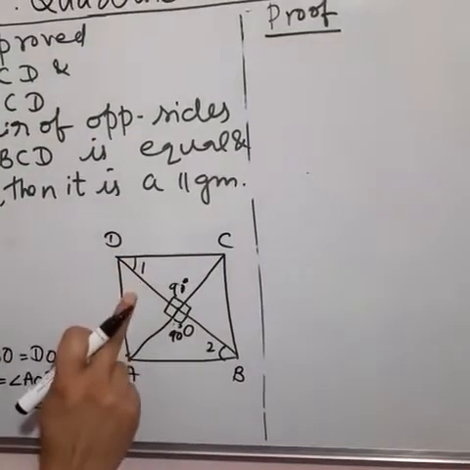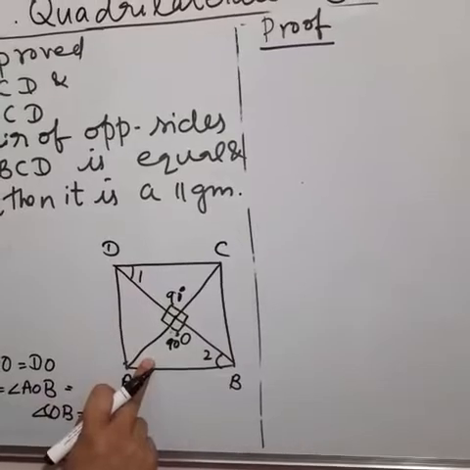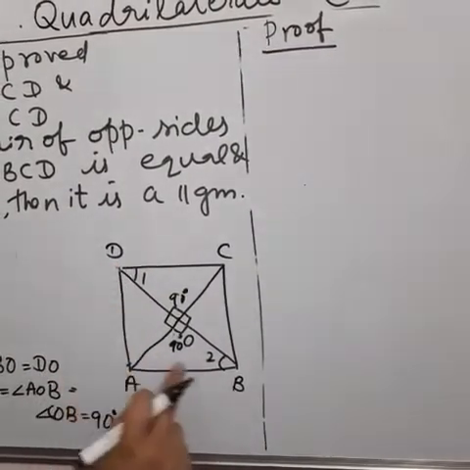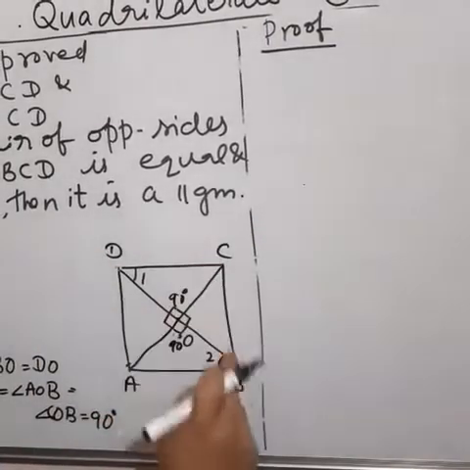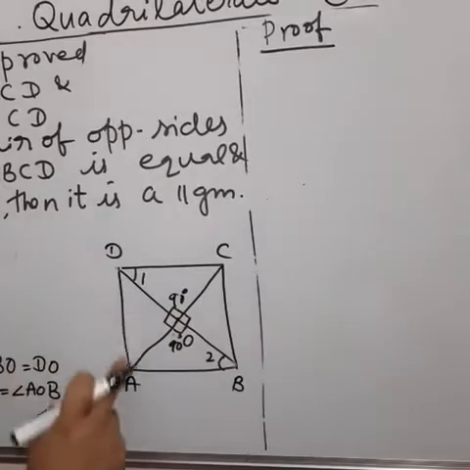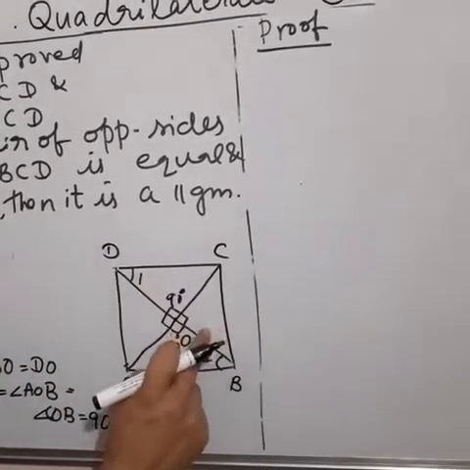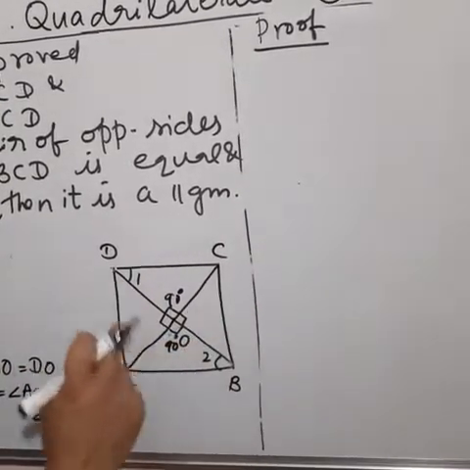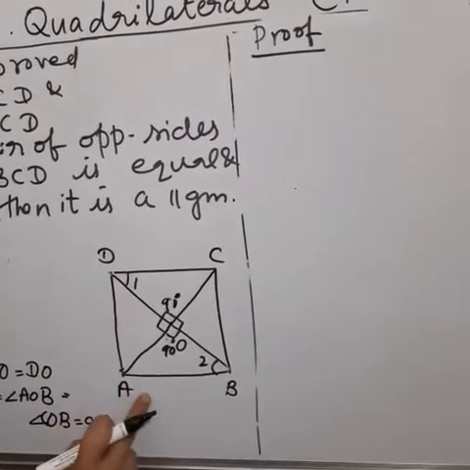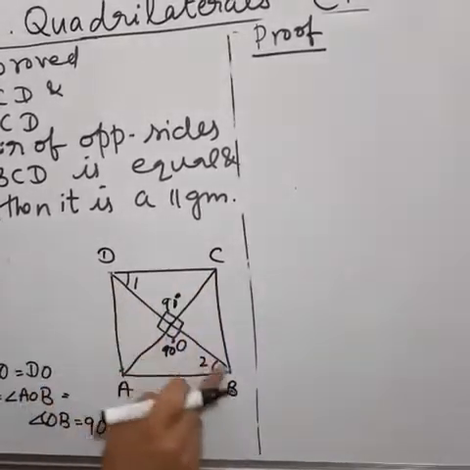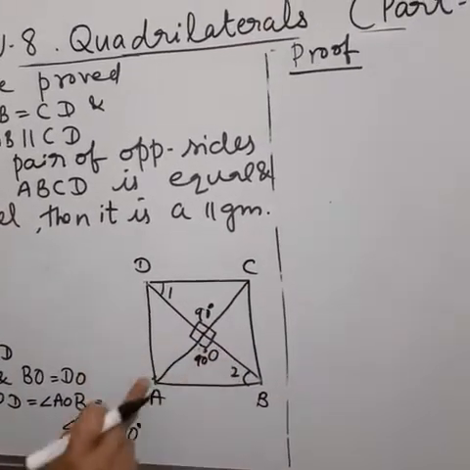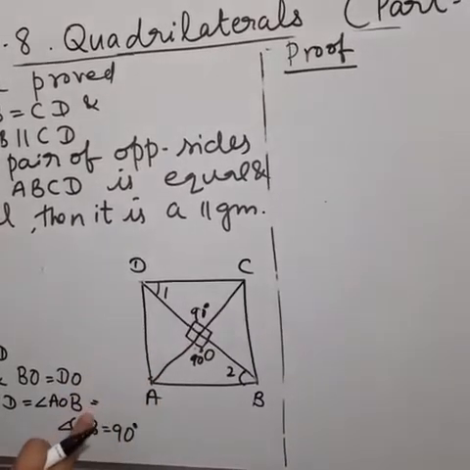Now first we will prove one angle of this parallelogram is 90 degrees. For that we have to prove triangle DAB and triangle CBA congruent. For that, AD is equal to BC, because we have already proved ABCD is a parallelogram. Now AB is common and AC is equal to BD, it is given, diagonals are equal. So by SSS rule, these two triangles are congruent.